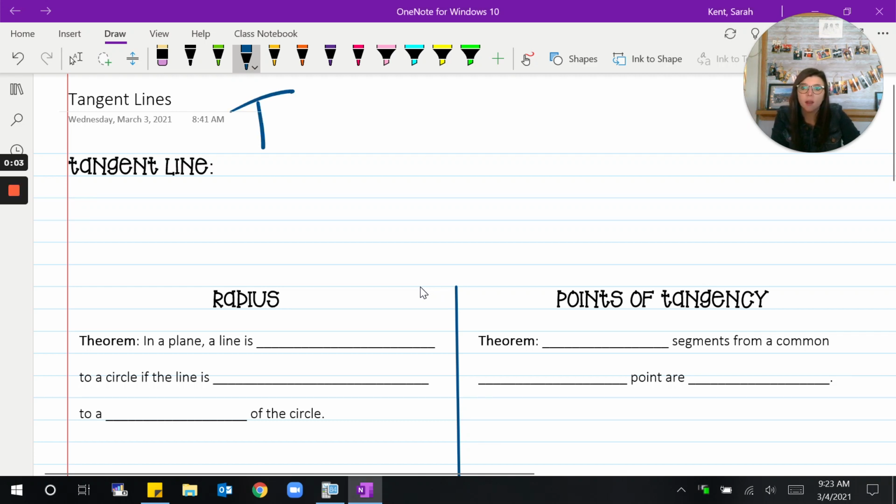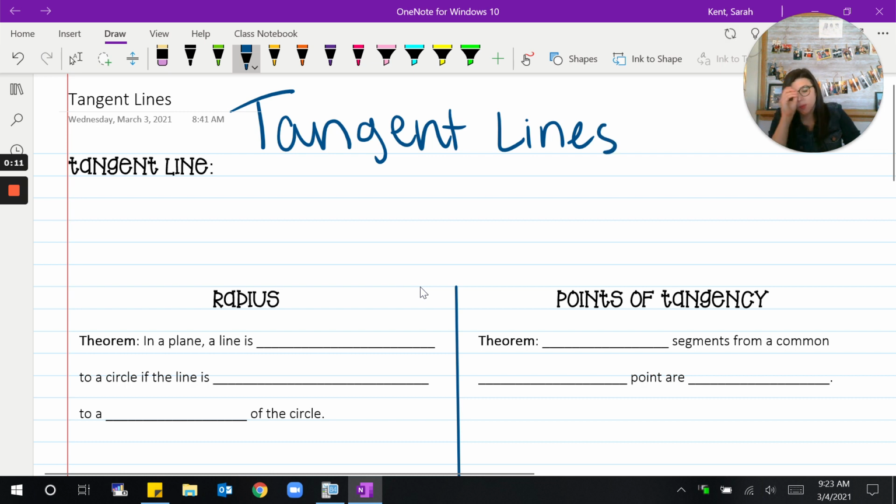Today we are taking a look at tangent lines of circles. So we're going to look at two ways to find missing lengths of these lines. First, let's review what a tangent line is.